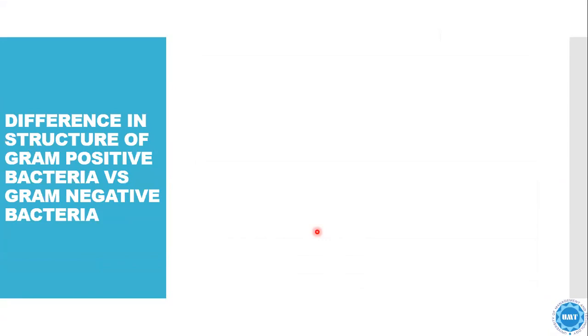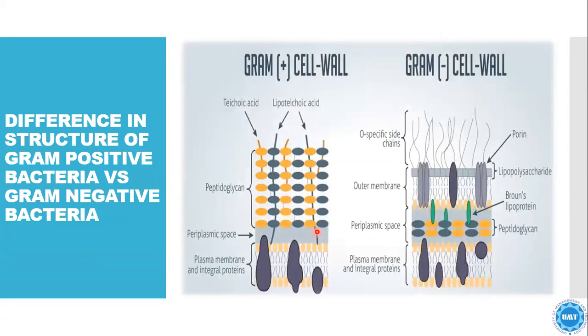The difference in the structure of gram-positive versus gram-negative bacteria is that gram-positive has lipoteichoic acid and teichoic acid, which are not present here. There is a peptidoglycan layer which is very thick, and here we can see that the peptidoglycan layer is very thin. This is the outer membrane, and there are periplasmic spaces, which are present in both, but the difference can be seen by the thickness and thinness of both cell walls.